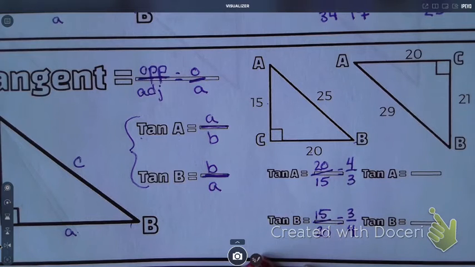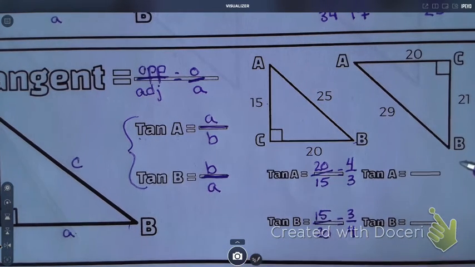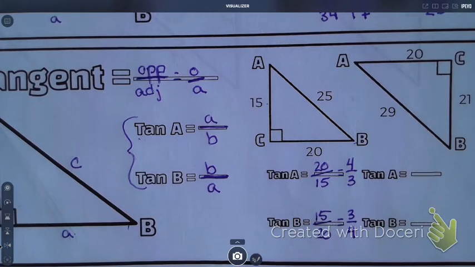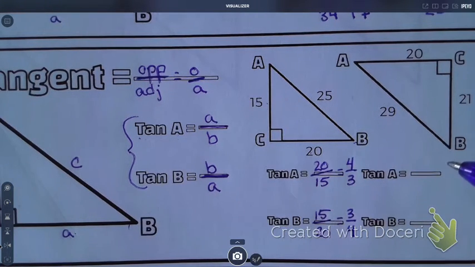You can't make a 1 1/3? No. You can't do any math with mixed numbers. Why would you do that? Because you have to put it right back into an improper fraction. Okay. You guys working on the next one now?